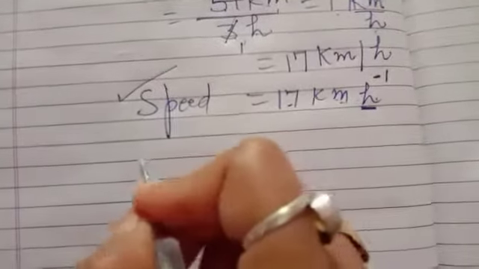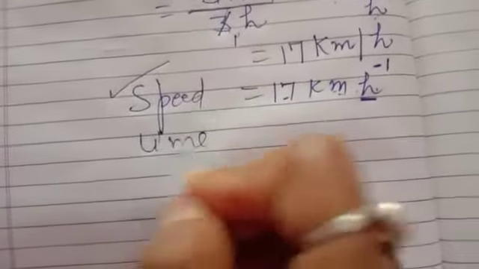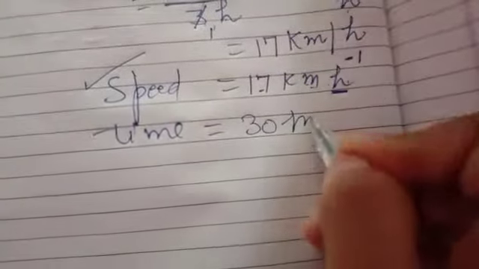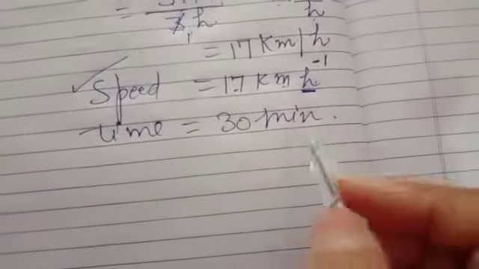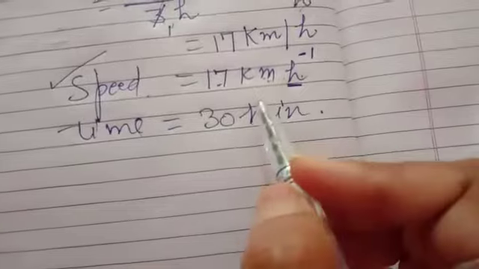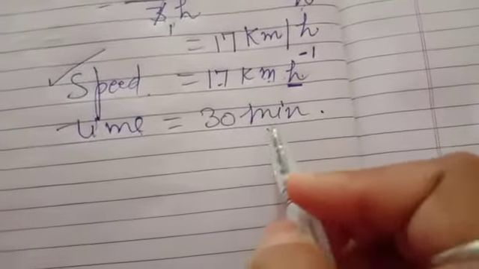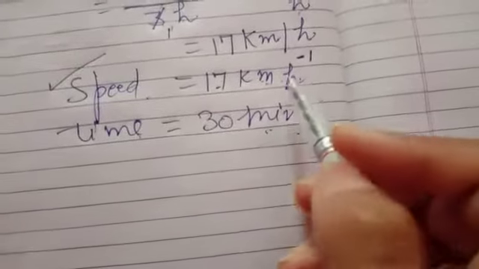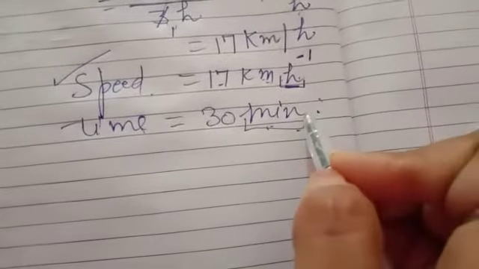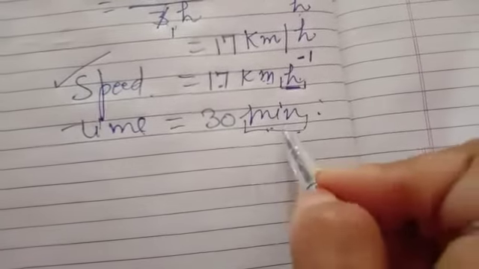So how will we do it? We know speed is this and time, what is given? 30 minutes. Right? And yesterday I told you, beta, whenever we deal with these kinds of questions, we need to take care of units. Units must be the same. Here time is given in hours, but here time is given in minutes. So we will change the units.